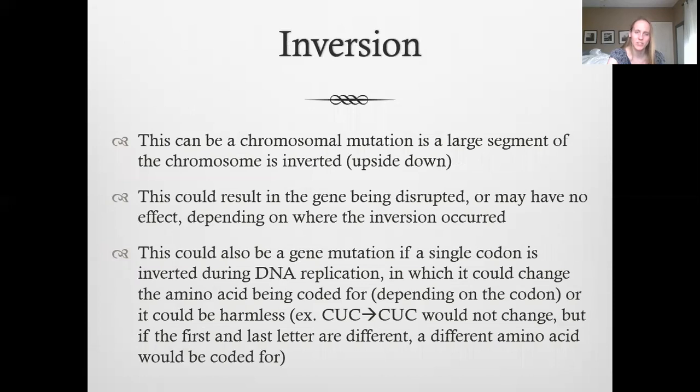And then inversion, again, it depends on the codon whether or not, as a gene mutation, an inversion would have any effect. As this example here describes, if a codon is palindromic, so it can be read forwards and backwards the same way, it doesn't matter if you flip it backwards. It'll code for the same thing.